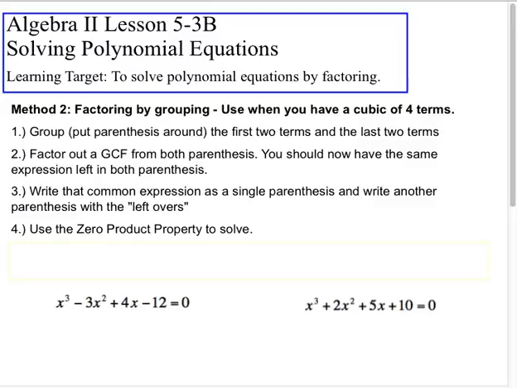Welcome back to 5.3. In 5.3b, we're going to continue this conversation about solving polynomial equations, finding all of the solutions. But today we're going to use a different method: factoring by grouping. When you have a cubic that has 4 terms in it, that's going to be the key to knowing that you can use this particular method.